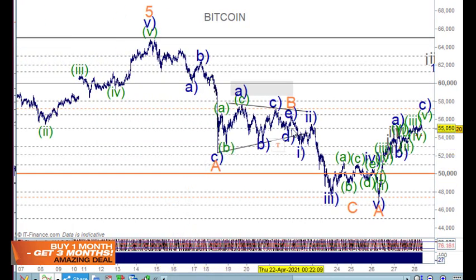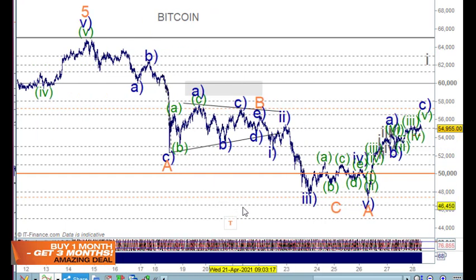But I have to say that this really looks like, I know it's a correction, I know it's a continuation pattern. Can we label it as wave B? It's kind of big enough and ugly enough to do that. But that's wave 4's job as well, to be big and ugly.